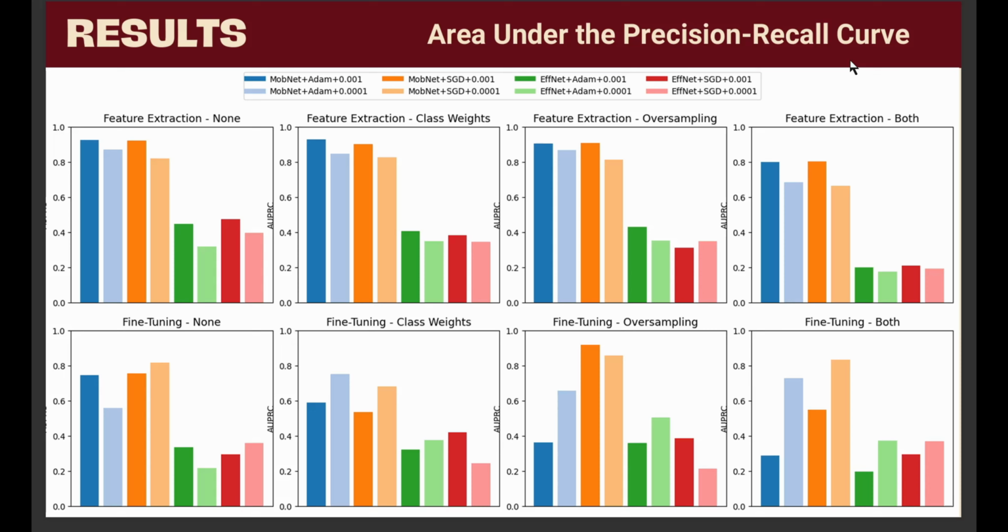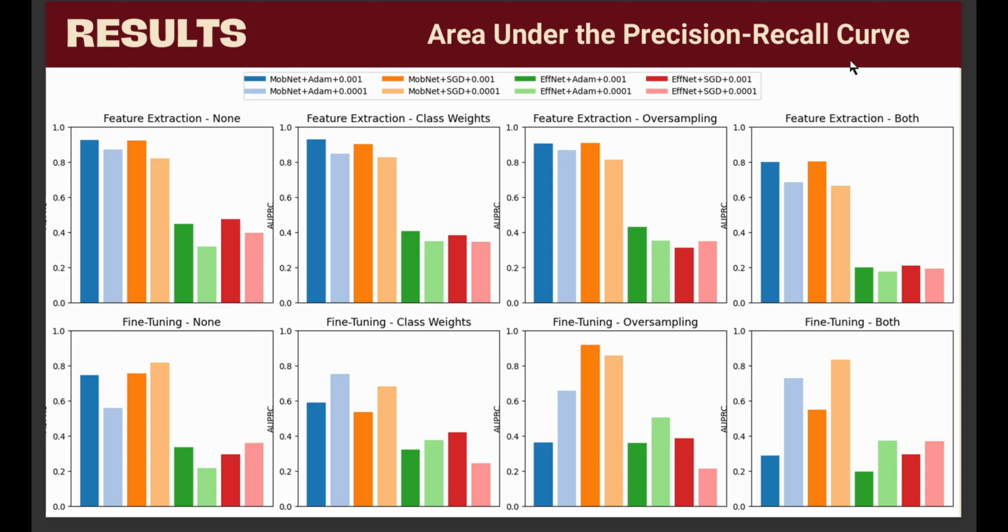So this figure represents the AUPRC scores across different model configurations. Feature extraction consistently yielded higher AUPRC values than fine-tuning, while class weights provided only slight improvements, while oversampling sometimes lowered AUPRC, particularly during feature extraction. MobileNet V2 outperformed EfficientNet B0 across the board.